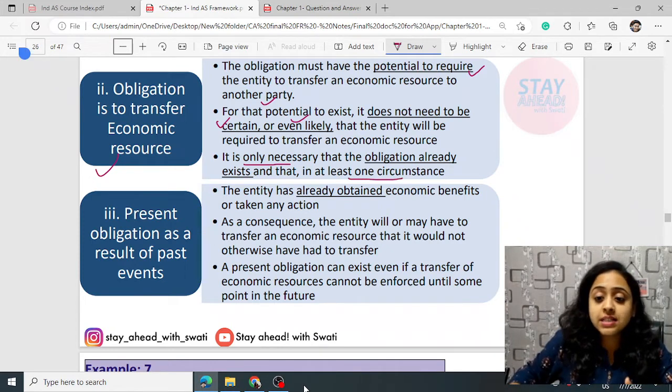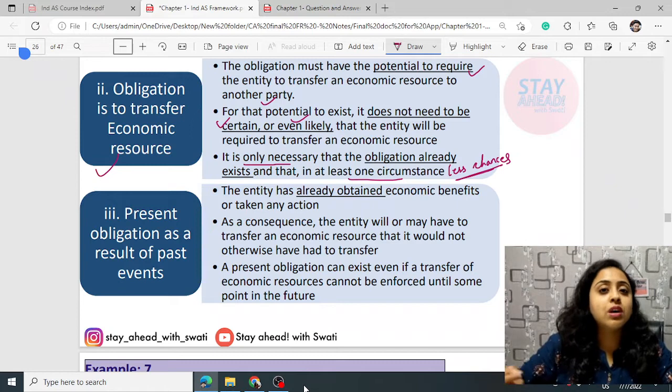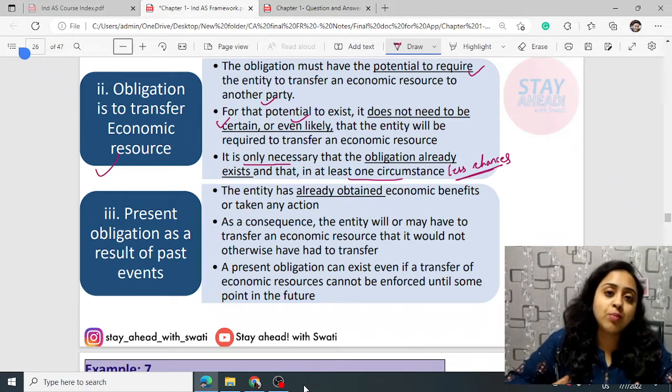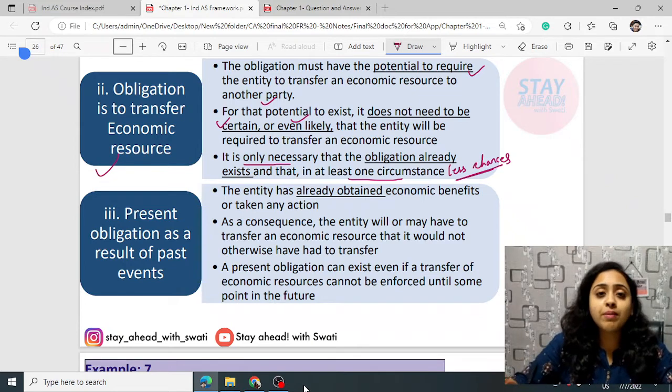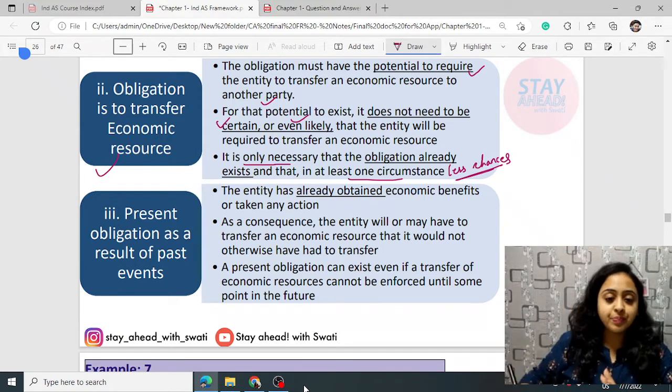This is known as very less probability, very less chances that at least in one circumstance there will be an outflow, an obligation to meet those economic resources outflow. Then also it will be considered as an obligation. Okay, very low probability, then also it will be considered as asset and liability.